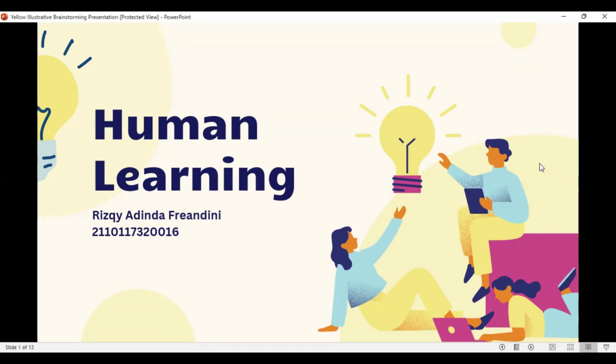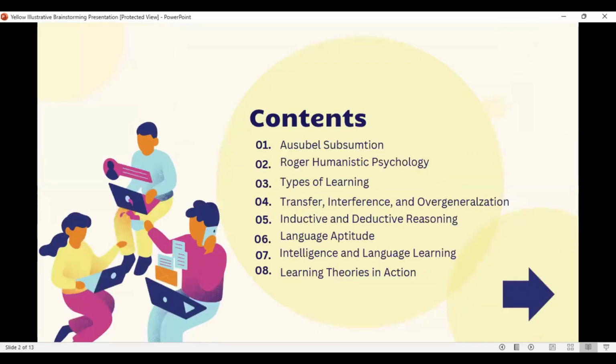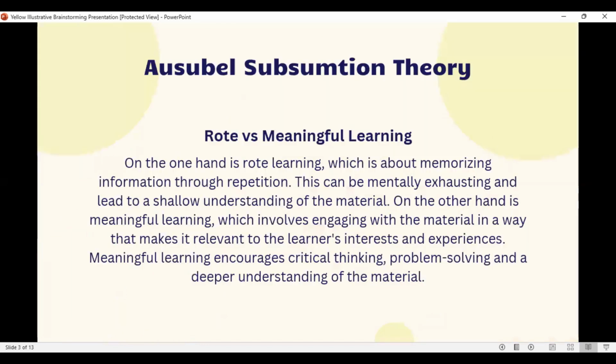Next slide, please. And here's my content that I will present. First one is Ausubel's subsumption theory and Rogers' humanistic psychology, and types of learning, transfer, interference, and overgeneralization, and inductive and deductive reasoning, language aptitude, intelligence and language learning, and last but not least, learning theories in action. Next slide, please.